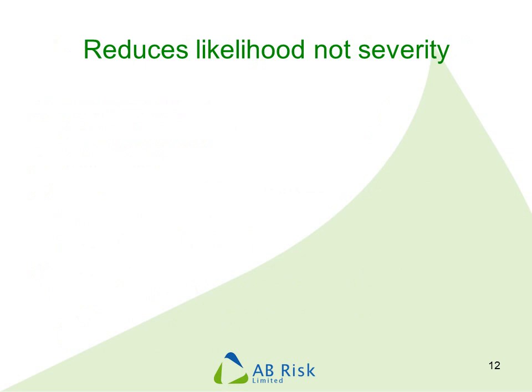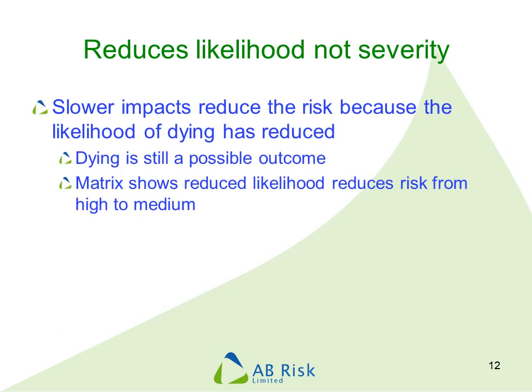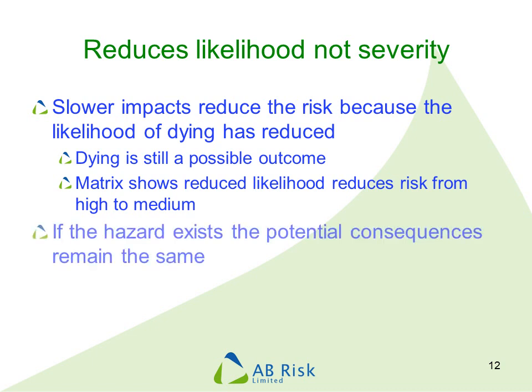Key message: this is reduce the likelihood, not the severity. Slower impacts reduce the risk because the likelihood of dying has reduced. But dying is still a possible outcome. And the matrix shows how the risk has reduced because we reduce the likelihood. The key message: if the hazard exists, the potential consequences remain the same. The potential is still there. It always will be while the hazard exists.